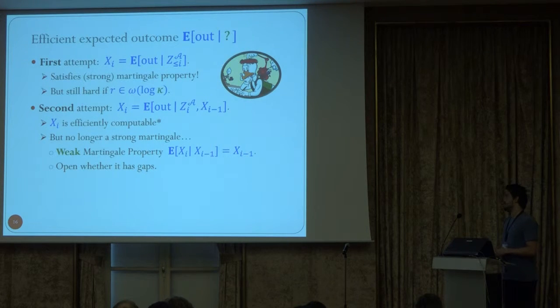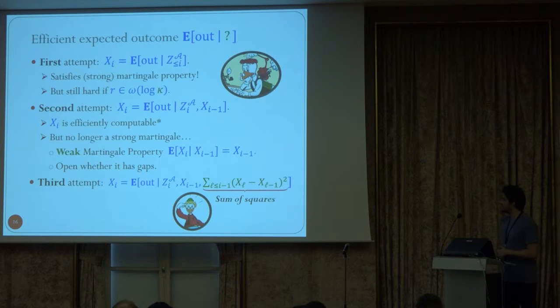So, okay, we didn't give up. We came up with a natural solution, even though perhaps not as clean. Specifically, what we did is we append a quantity that we call the sum of squares, which corresponds to the distance the sequence has traveled so far. And we show that this sequence satisfies our needs. First, we observe that it's efficiently computable for the same reason as the previous case, because we can control the size of the support.